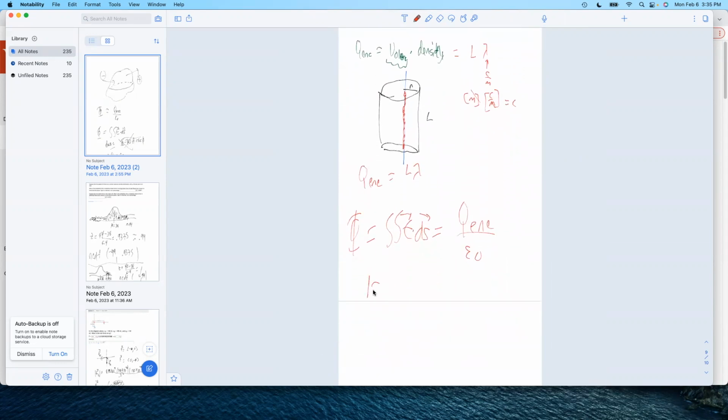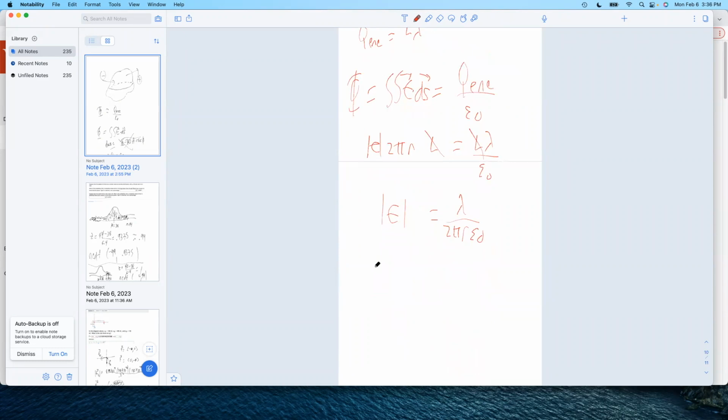I get magnitude of E times 2 pi r L. That's supposed to equal L lambda over epsilon naught. The L's cancel. If the L's didn't cancel, I've done goofed. And dividing over, that's what we're trying to solve for, is E. Lambda over 2 pi r epsilon naught.